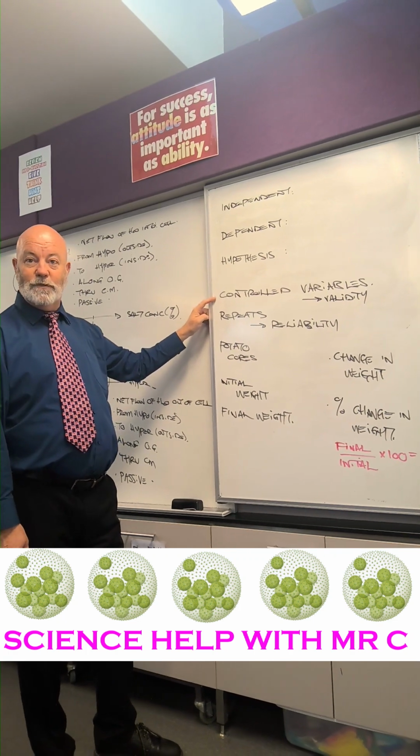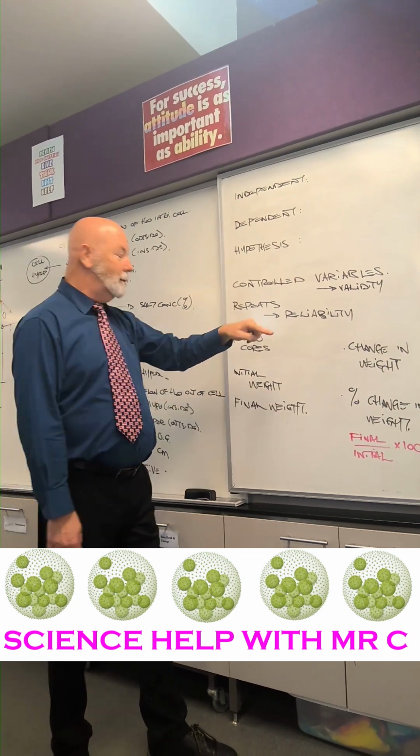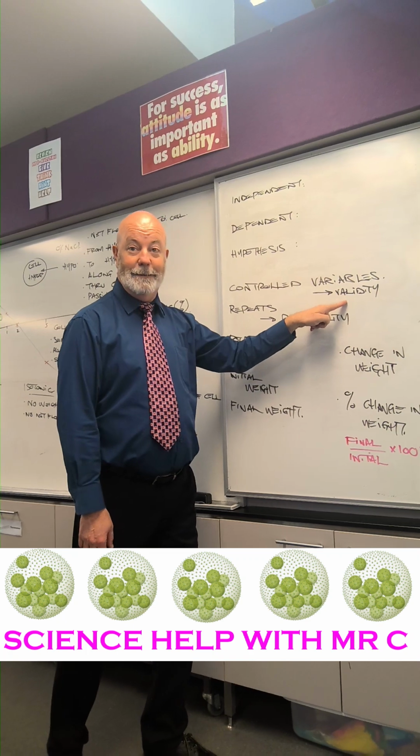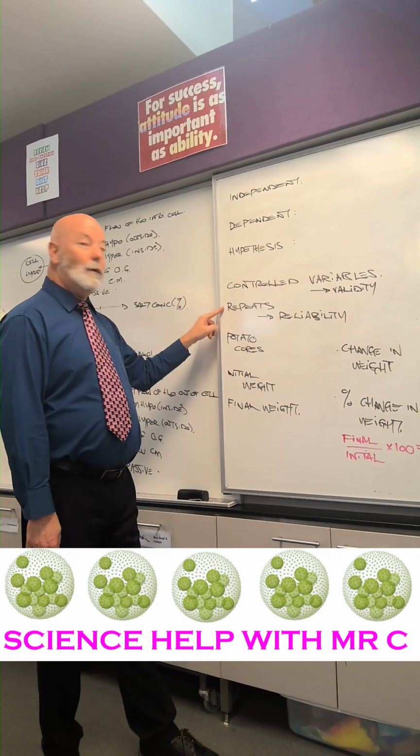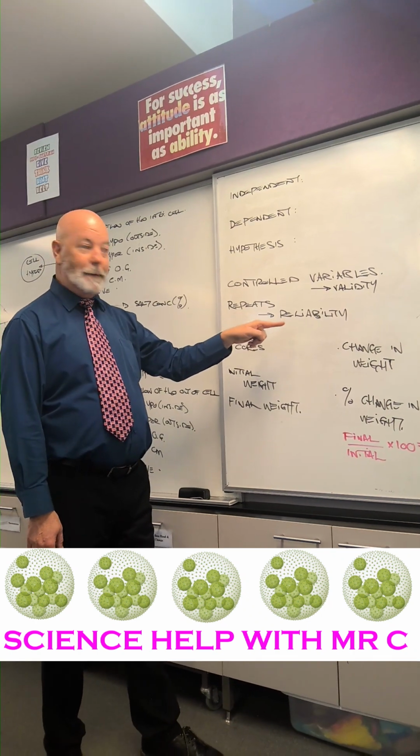Control variables are things that you want to stay the same. They provide you with validity. We're going to repeat it so that we get reliability.